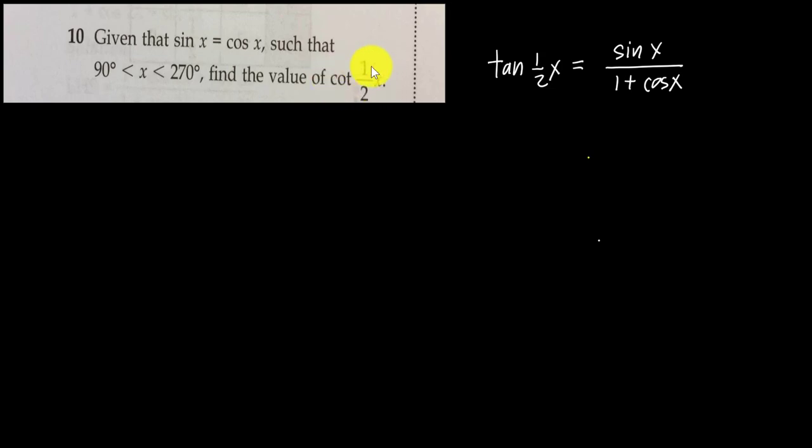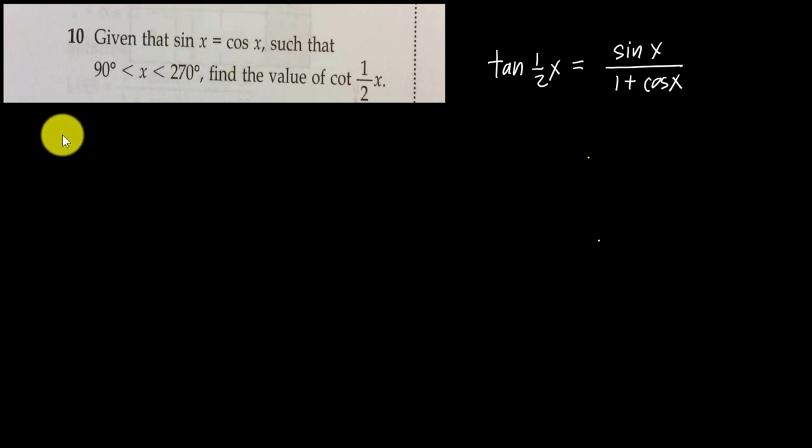We understand cotangent half x is basically 1 over tangent half x. Here I actually provide you a formula for tangent half x. If you want to know how to get this formula, you can let me know. Maybe I can make a separate video to show how to get it. In order to solve it, we first need to solve this equation.